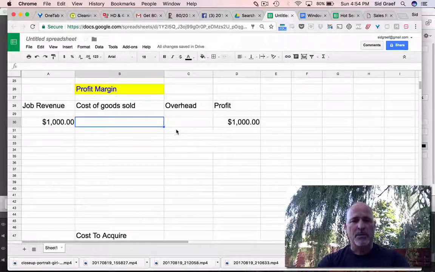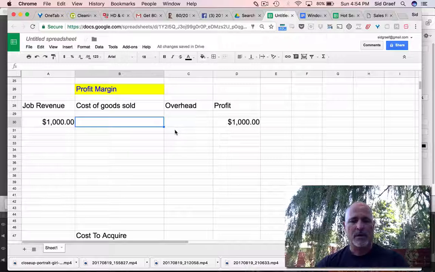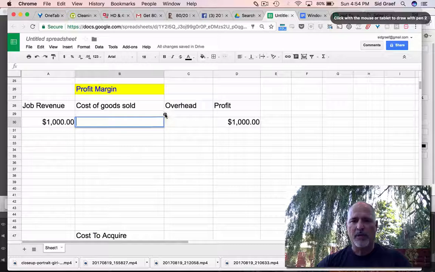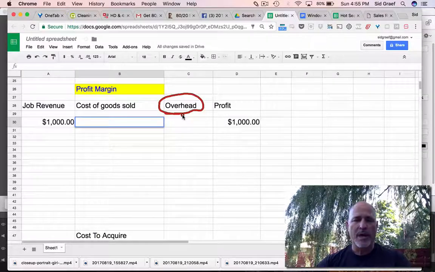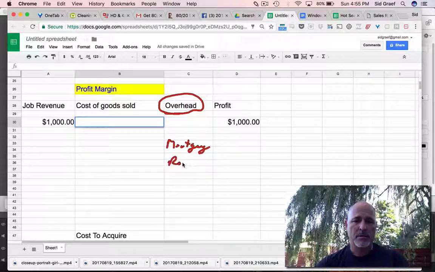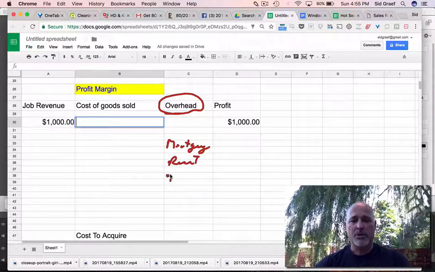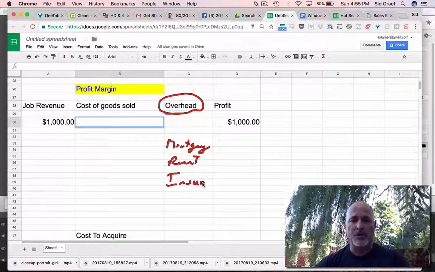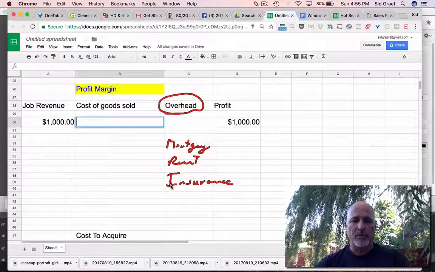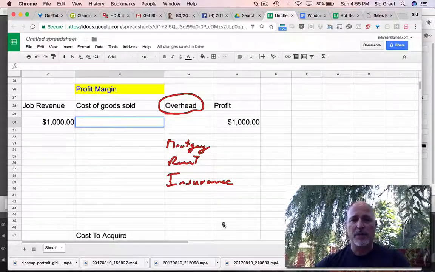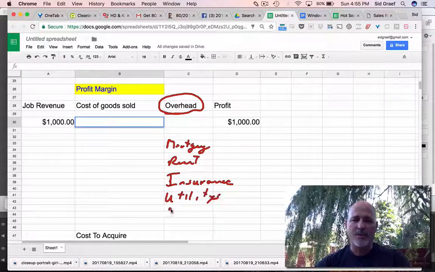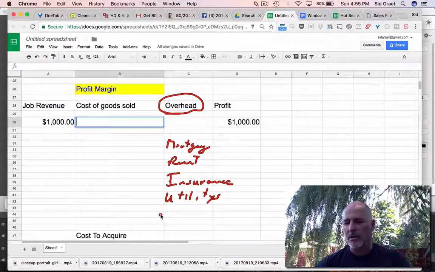Next, you have to know what your overhead is. We have a warehouse and we pay a mortgage. For you it might be rent. It's your insurance, your liability insurance, your automobile insurance, things of that nature. Whatever insurance you've got, not workers' comp, that's part of the cost of goods. Maybe you have utilities, maybe you have equipment. That's tricky. We're going to keep it in overhead right now.